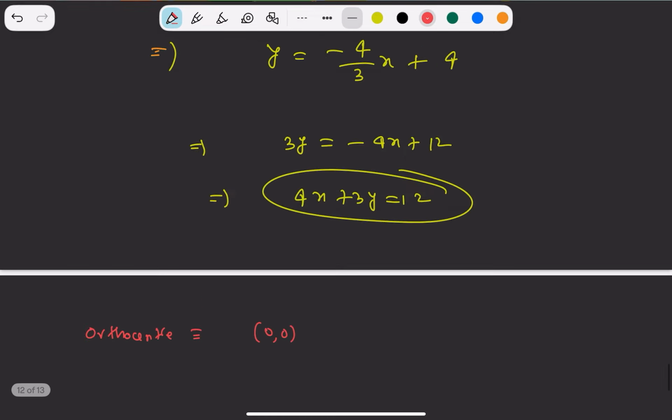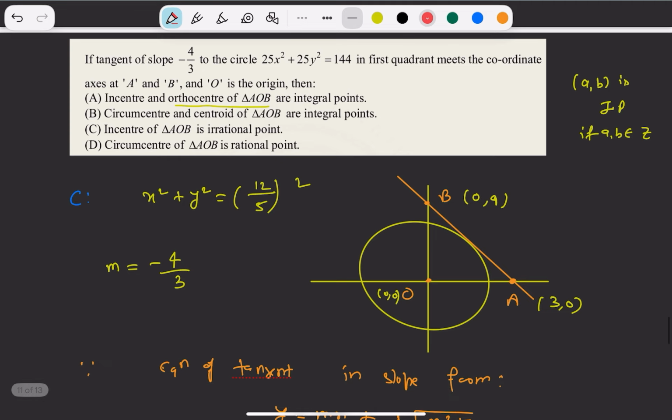So, what is the orthocentre we are going to get now? Orthocentre is nothing but 0 comma 0, which is an integral point. Let us talk about the Incentre.